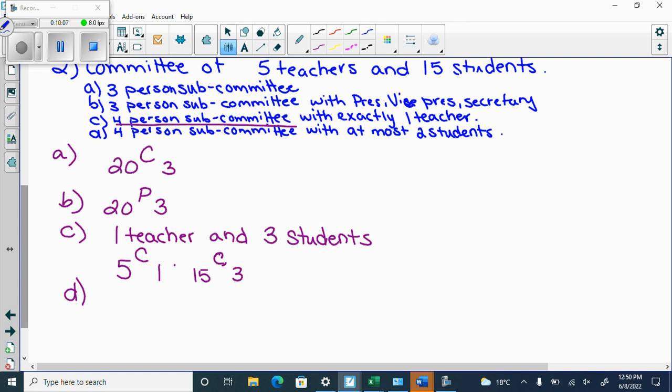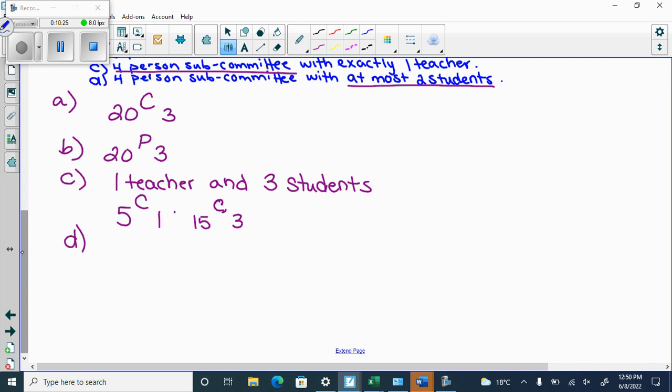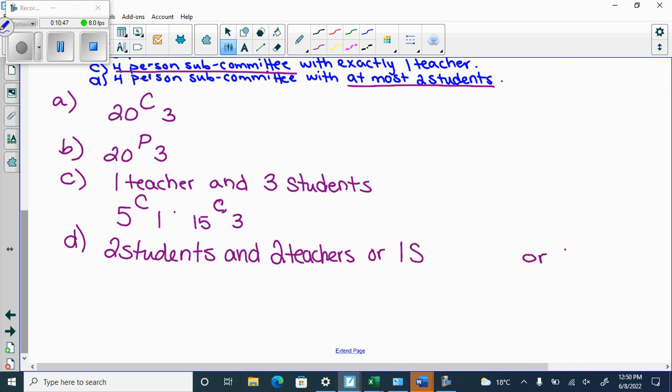Okay, the next one has at most. And remember, if the cases have at most or at least, it means you're going to have more than one case, right? At most or at least means cases. So if you have at most 2 students, that means you have 2 students or 1 student or 0 students. But we still have to have every case have 4, because it's a 4-person subcommittee. So we have 2 students and 2 teachers, because we need to supplement. Or 1 student or no students. Those were our options, we agreed. But we have to supplement with teachers. So 2 teachers, 3 teachers and 4 teachers.